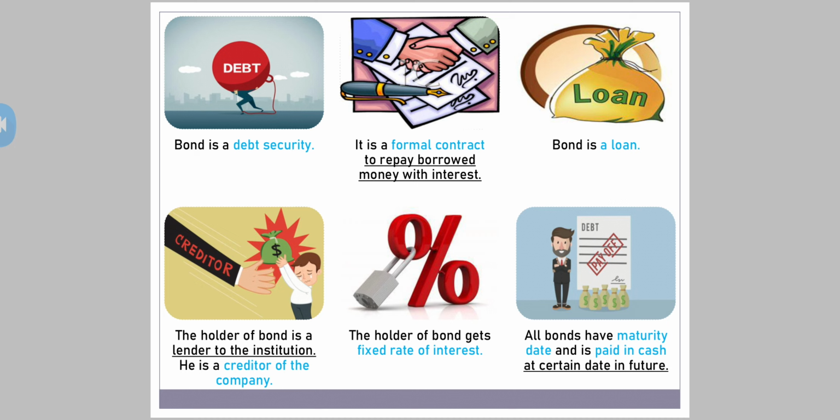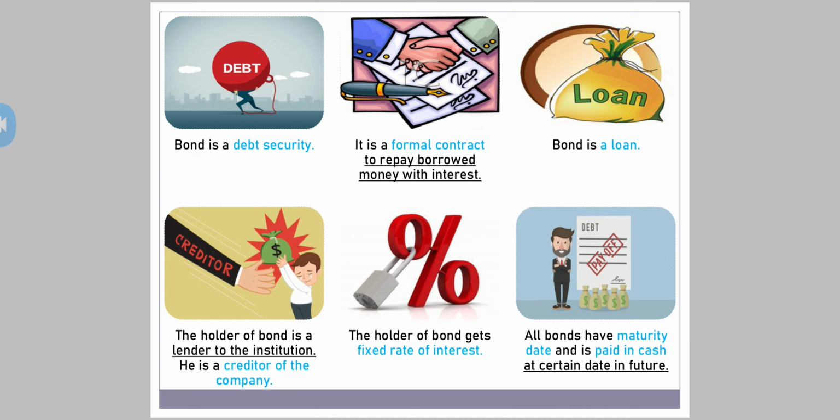Fourth point, the moment you say it's a loan, that means the investor will be the creditor to the company. The holder of bond is a lender to the institution. If I am a bondholder, that means I have given certain amount to the institution. The holder of bond is a lender to the institution. He is a creditor of a company. So can I say the bondholders are the creditors of the company? Yes. Fifth point you have got as the holder of bond gets fixed rate of interest.